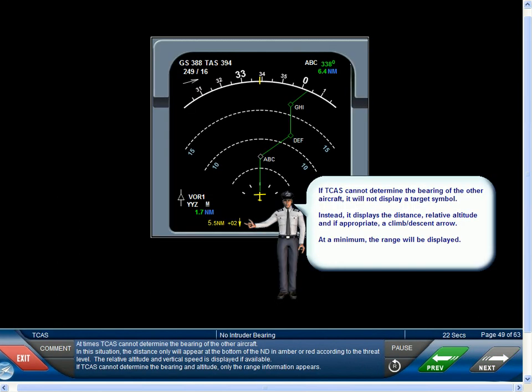At times, TCAS cannot determine the bearing of the other aircraft. In this situation, the distance only will appear at the bottom of the ND in amber or red according to the threat level. The relative altitude and vertical speed is displayed if available. If TCAS cannot determine the bearing and altitude, only the range information appears.